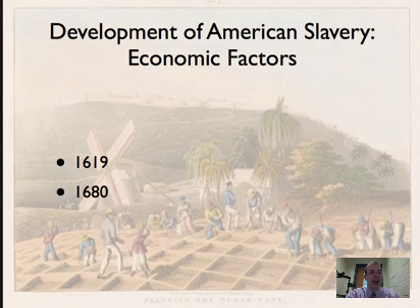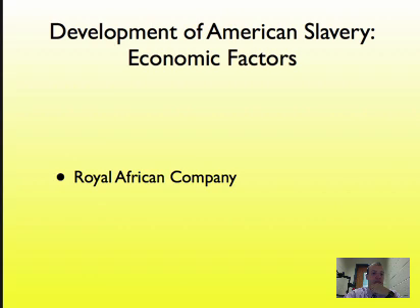Before 1680, there is a really low number of slaves. The first slaves arrive in North America in 1619, but that number remains really, really small until after 1680. And that's mainly because the sugar that was being produced in the Caribbean is being produced at such a low cost that nobody in North America is even considering trying to compete with the Caribbean sugar plantations.